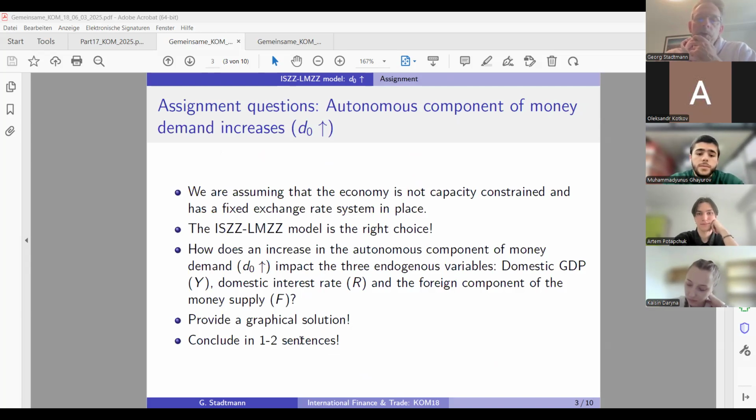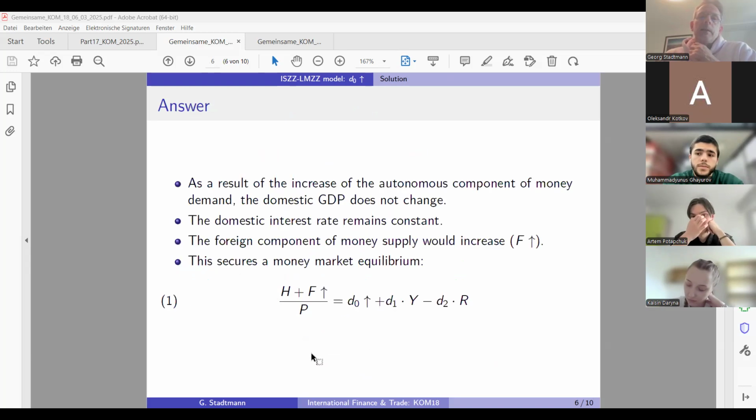So let's conclude. As a result of the increase of the autonomous component of money demand, the domestic GDP does not change in a fixed exchange rate system. The domestic interest rate remains constant because R is equal to R star. The foreign component of money supply would increase, so F is up. And this secures a money market equilibrium.